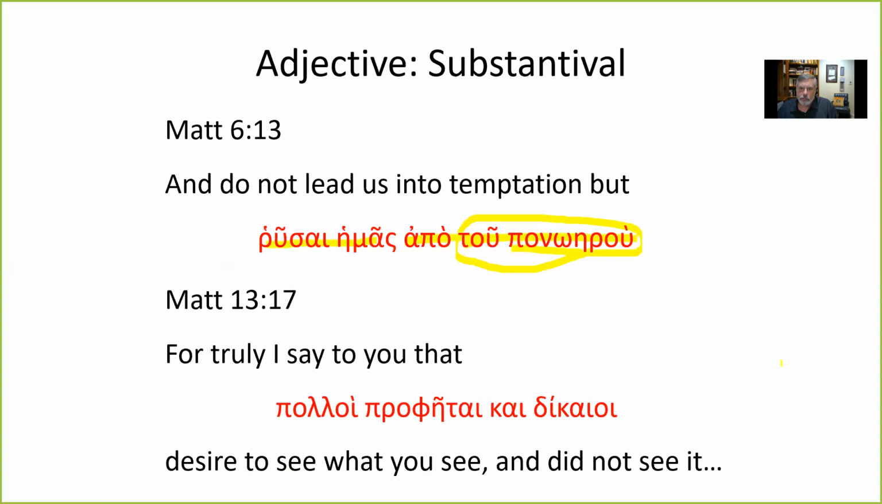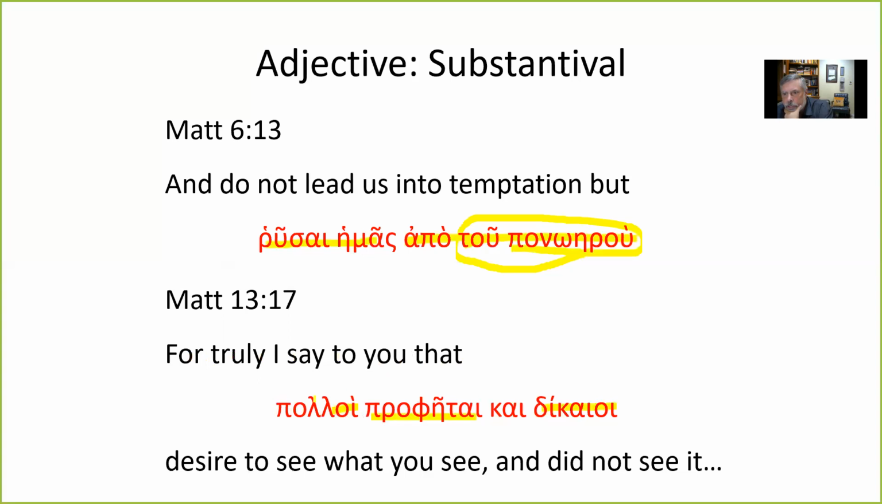Matthew 13:17 says, "For truly I say to you that many, there's my nominative plural, many prophets and righteous desire to see what you see and did not see it." Well, the righteous is functioning as an adjective, and there's no article with it in this case, but it's taking it substantively.